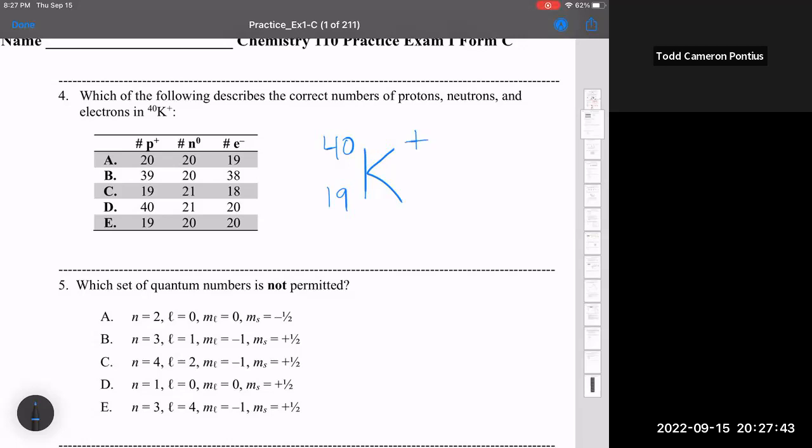Okay, and let me pull up the periodic table just for your reference. If you look at the periodic table, well, I'll just draw a little periodic table here.